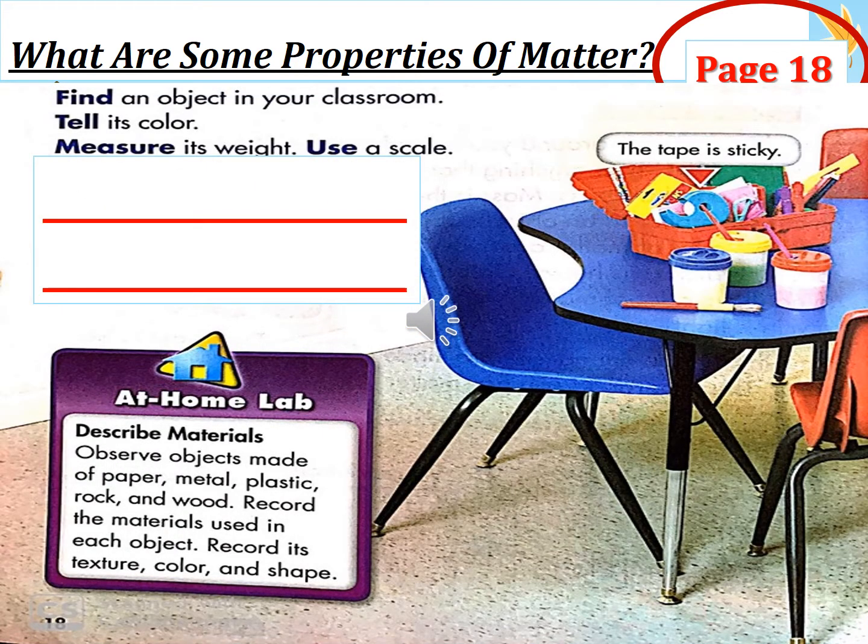We are still on page 18. Kids, your task is to find an object in your room where you are right now. First, tell its color and measure its weight. How are we going to measure the weight again? You have to use a scale. Okay, take your time.